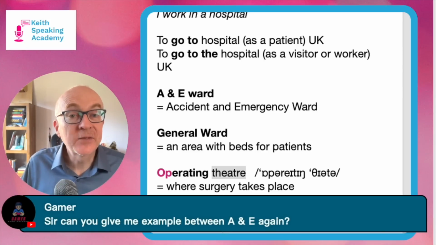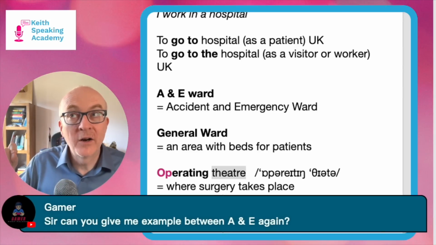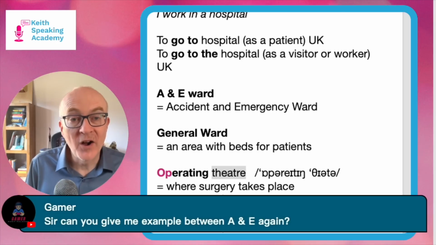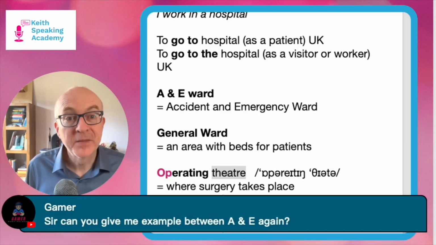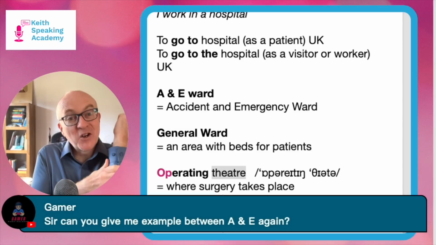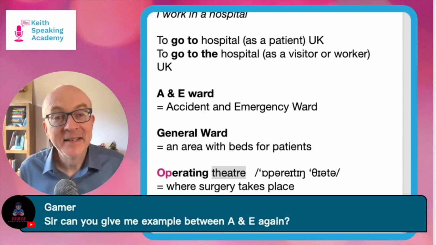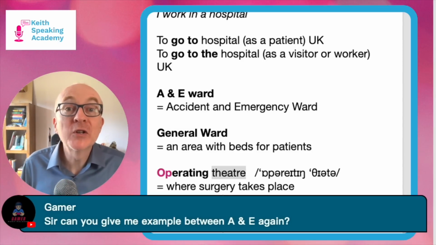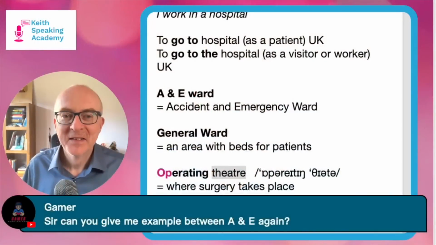So A and E is, for example, if you are knocked over by a car, you go to A and E. If your son falls from a tree and breaks his arm, you go to A and E. Any accident or emergency. Imagine you're at home and you're chopping the vegetables and you cut your finger, and there's lots of blood. Don't ring the doctor, go to A&E.